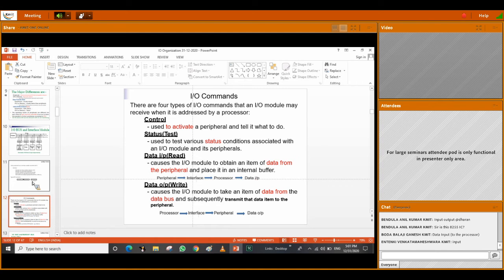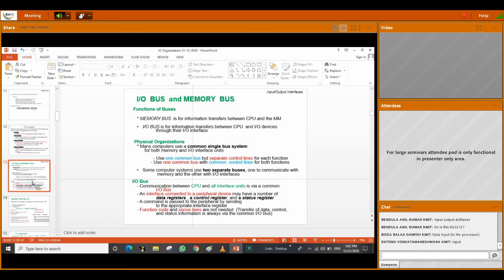And the status command tests various status conditions associated with the IO module and its peripherals. Data input is from peripheral to interface to processor, and data output is from processor to interface to peripheral.